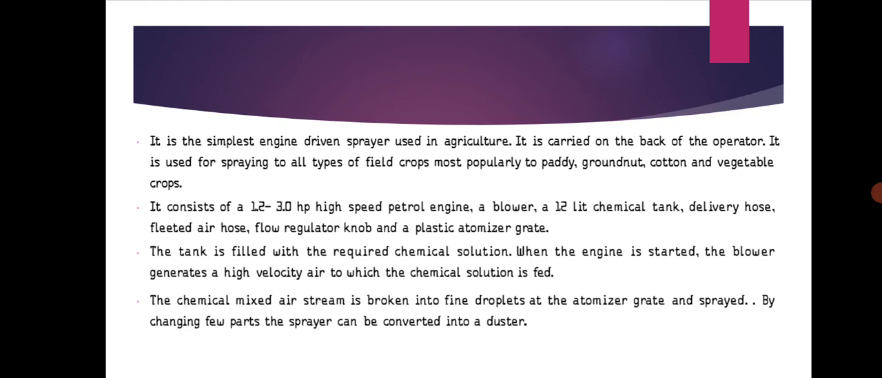It consists of a 1.2 to 3 HP high-speed petrol engine, a blower, a 12 liter chemical tank, delivery hose, flexible air hose, flow regulator knob and plastic atomizer nozzle. The tank is filled with the liquid chemical solution. When the engine is started, the blower generates a high velocity air to which the chemical solution is fed. The chemical mixed air stream is broken into fine droplets at the atomizer nozzle and sprayed. By changing a few parts, the sprayer can be converted into a duster.